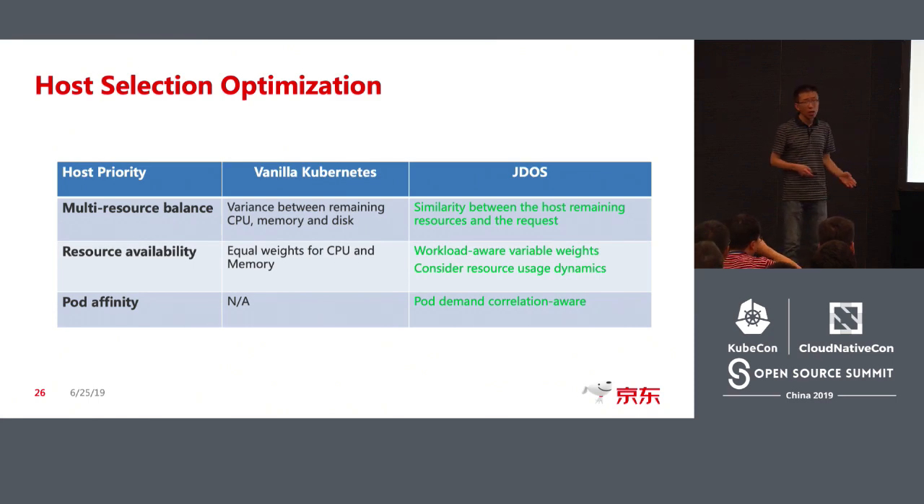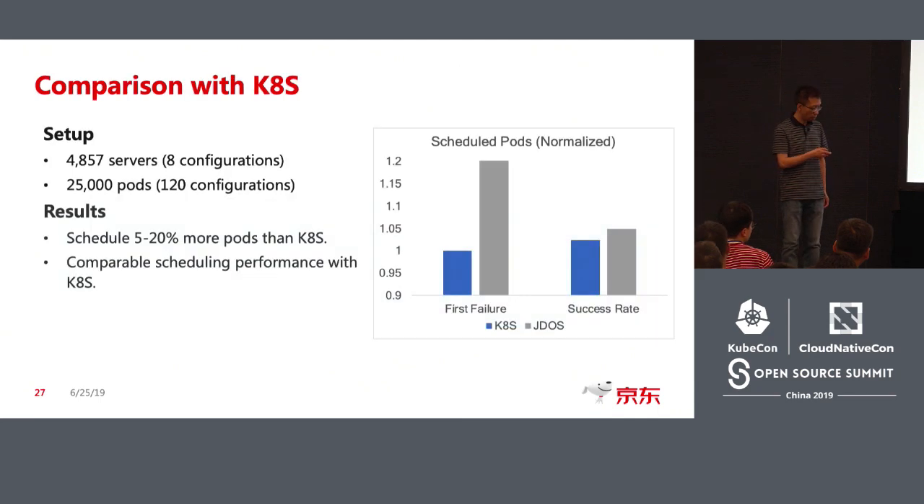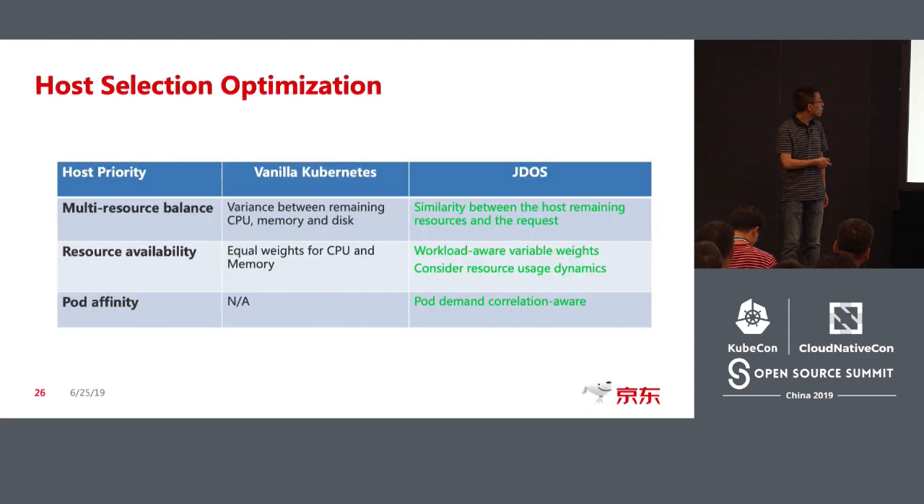This morning, I also mentioned the host selection optimization, because you want to select the best host to run. In Kubernetes, there are several very key metrics, for example, the multi-resource balance and the resource availability. The more resource availability there is, the better it will work. The latest version has a very simple algorithm for the multi-resource balance, and we introduce a similarity algorithm.